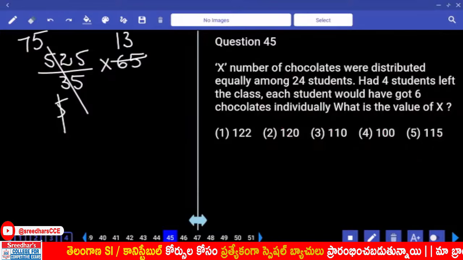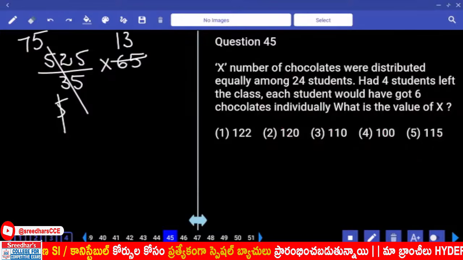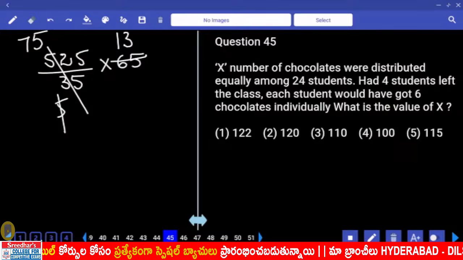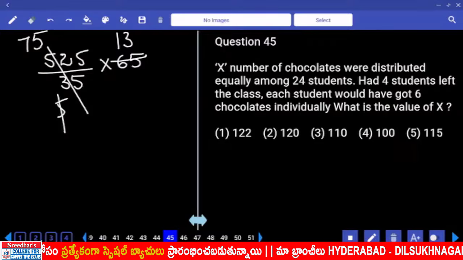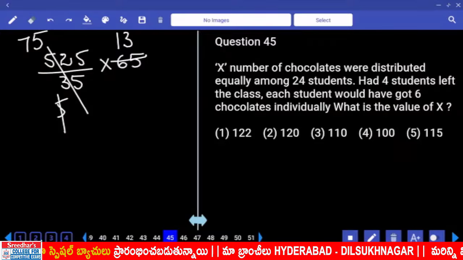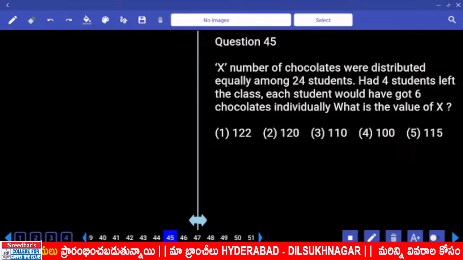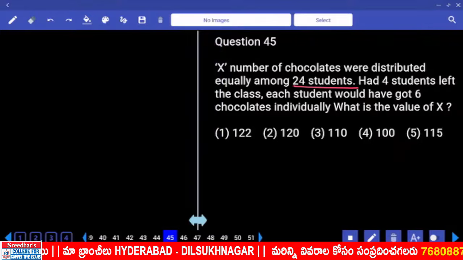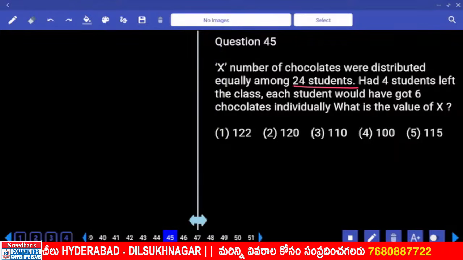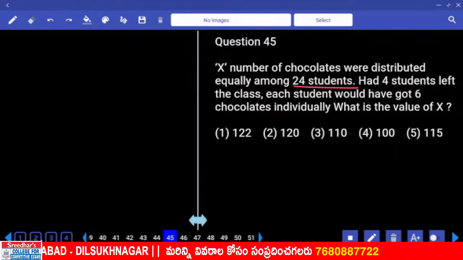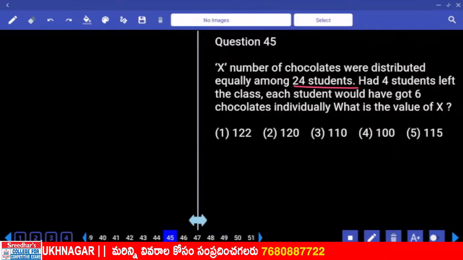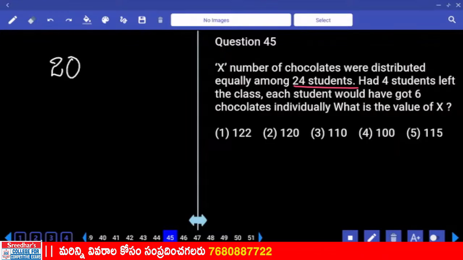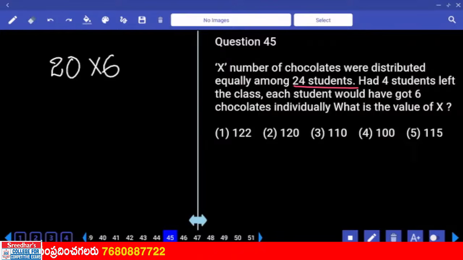X number of chocolates were distributed equally among 24 students. Had 4 students left the class, each student would have got 6 chocolates individually. What is the value of X? Okay. How many students are there? How many were absent? Then how many were present? Now each student is getting 6 chocolates, right? Then how many chocolates were there? 20 students are there. Each is getting 6. Total how many are there? 120. Nothing is there in this question.